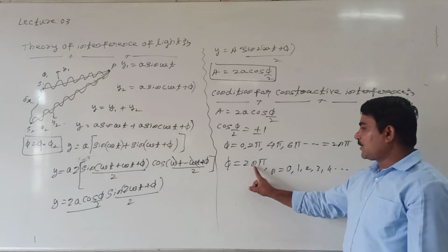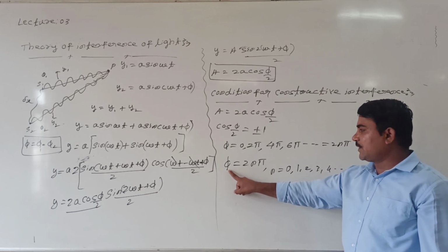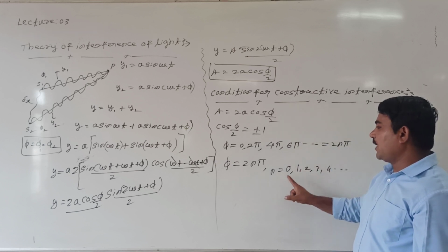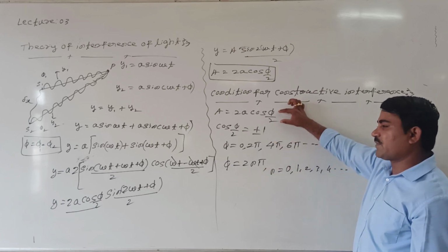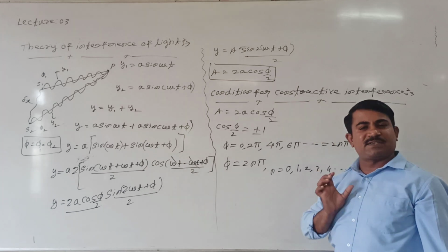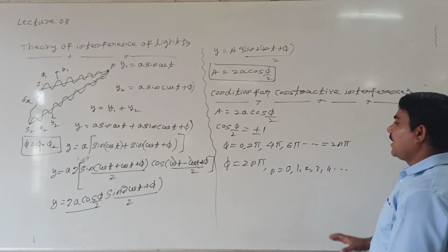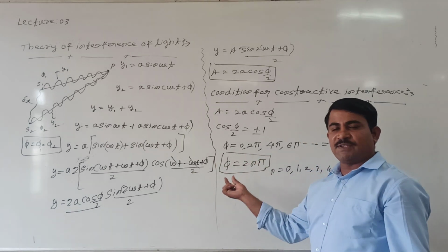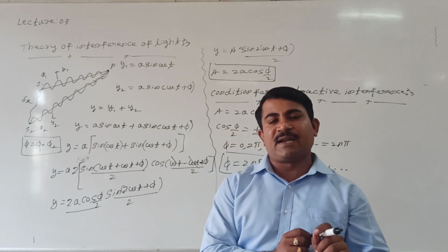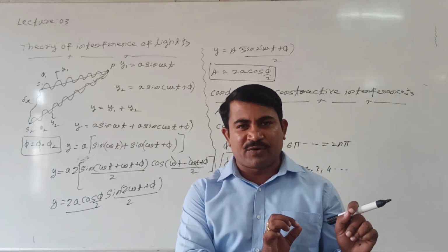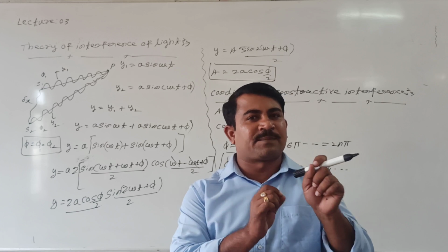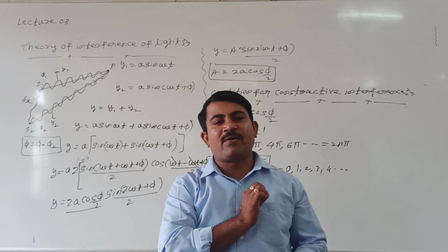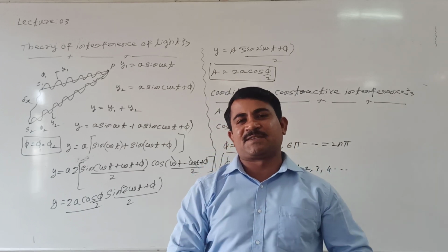Put n equal to 0, phi is 0, cos 0 is one. Put n equal to 1, then it becomes 2 pi, so cos phi by 2 is cos 180, minus 1, plus or minus 1. What is the meaning of this? Two waves having an angle difference of 0, 2 pi, 4 pi, 6 pi: then only at point P does the resultant wave have maximum amplitude and maximum intensity.